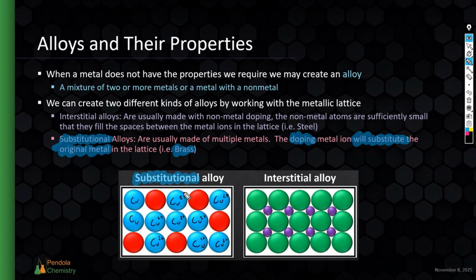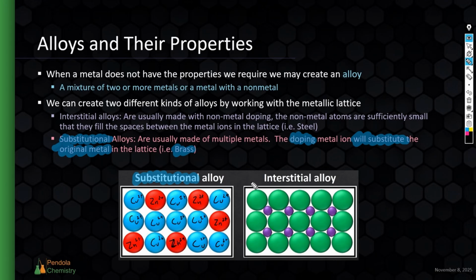So the copper, which was the original lattice, had zinc added to it, and the zinc cations in red took the place of some of those copper cations in the lattice, and that's what makes a substitutional alloy, because it is being substituted into the lattice.